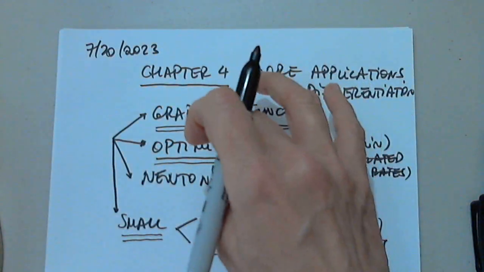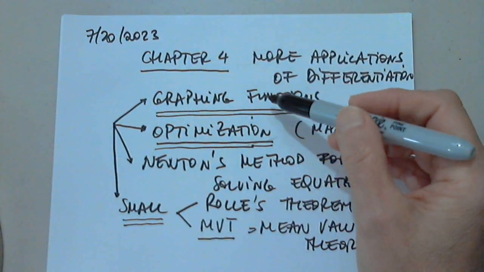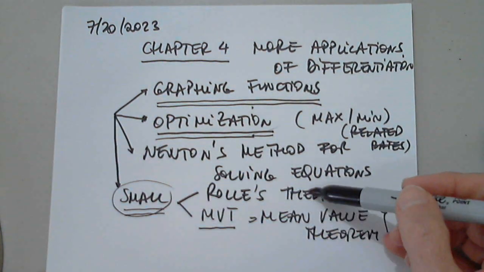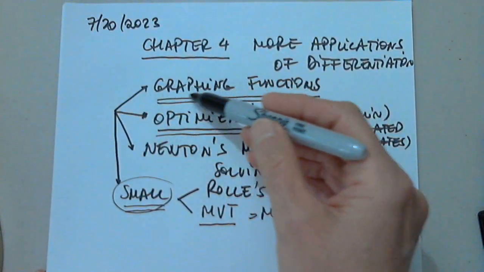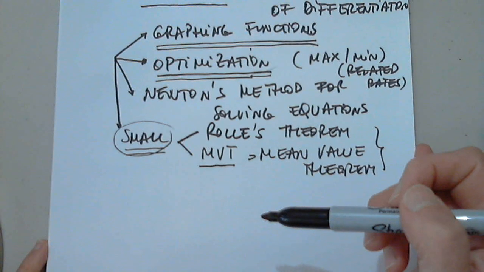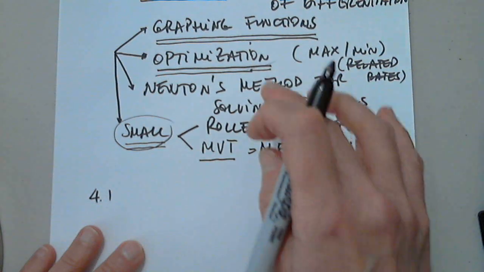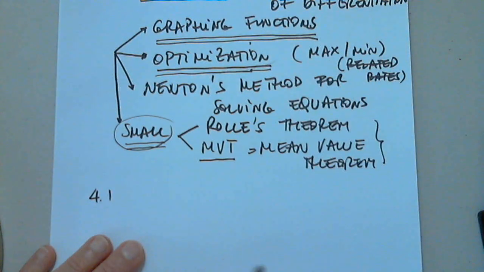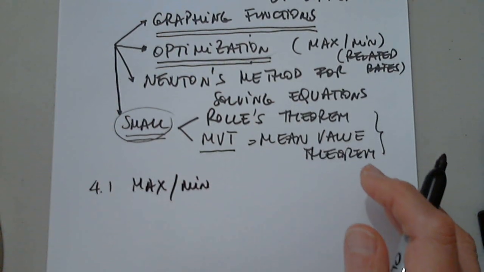Before we graph, we're going to look at graphing functions. We have some preliminaries. So we're going to look at the starting point for graphing. And then we're going to talk about these 2 theorems, Rolle's and the mean value theorem. And only then we're going to go in depth with graphing functions. Okay. So first, 4.1 deals with max-min. Not the applications, which are hugely important, but just to have an idea about max-min and what they are and how we determine them.